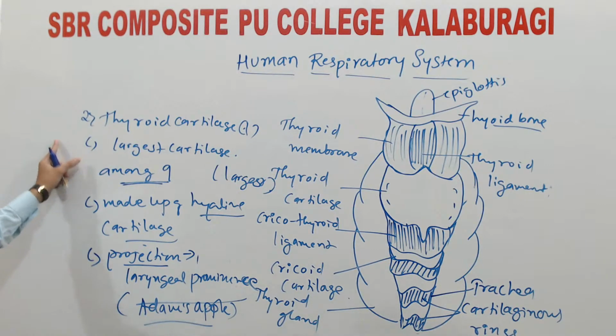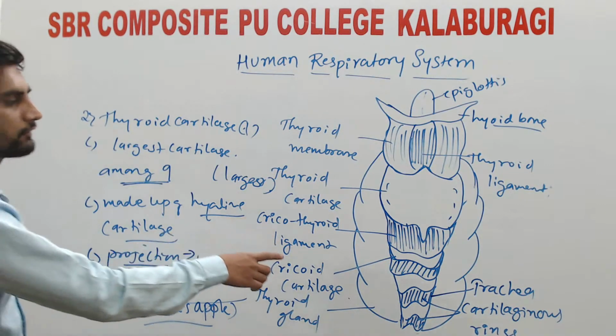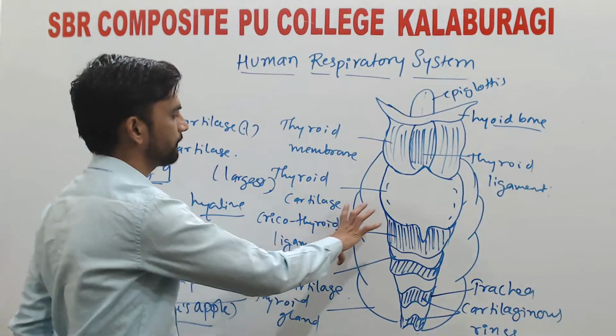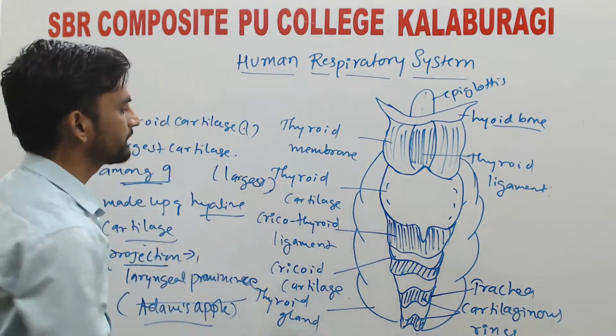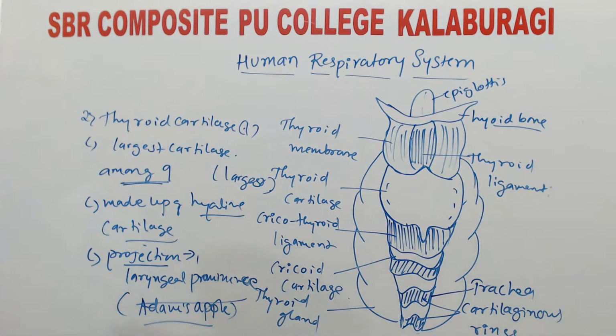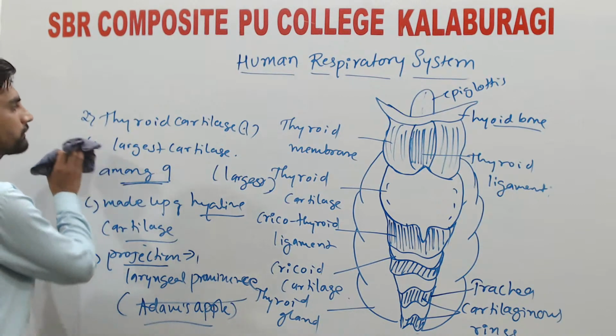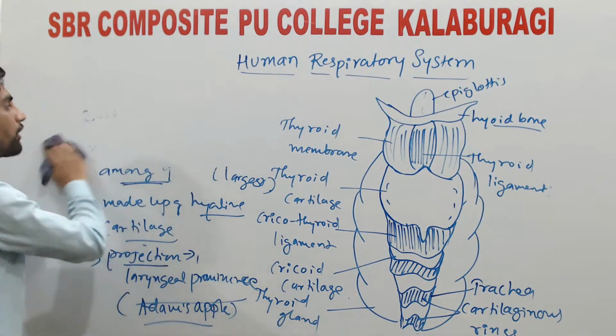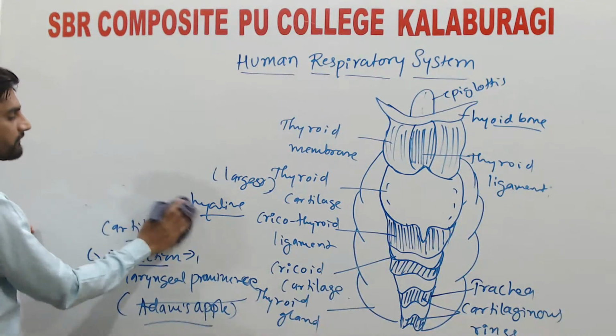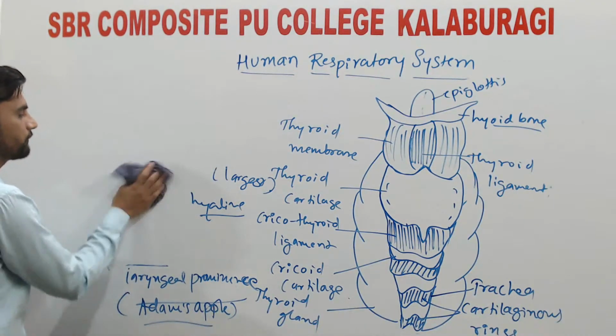And next to the thyroid cartilage will be the third one. There is one ligament between the thyroid and cricoid, which we call the cricothyroid ligament. You should always remember this structure, then only you can easily come to know. After completing the thyroid cartilage, next we'll move towards the cricoid cartilage. Next, the third one, write it down.